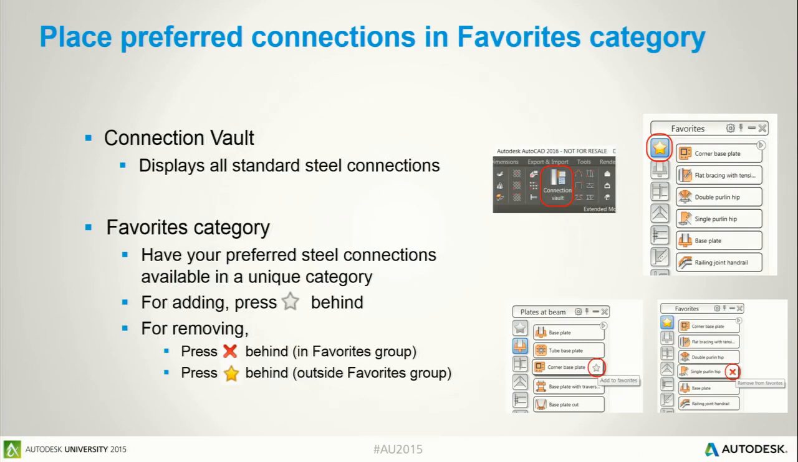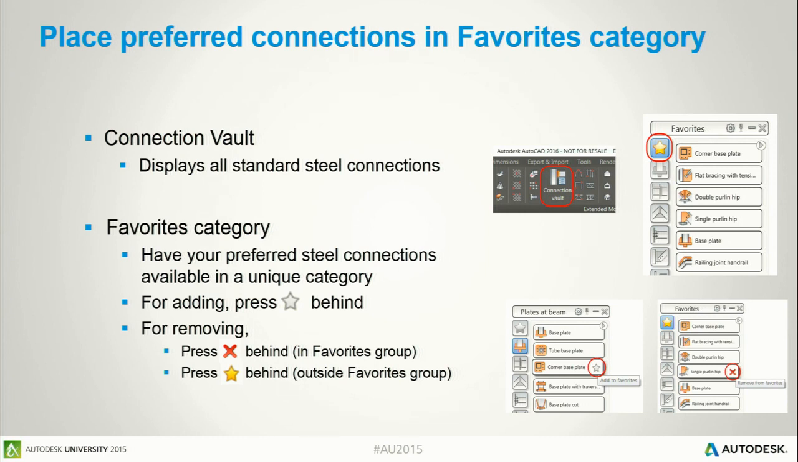Next thing I would like to explain to you is the connection. Advanced Steel provides a huge library of automatic and parametric connections. This is what we call the connection vault. And you have different categories. You have base plate category, you have beam plate, beam column category, things like that.